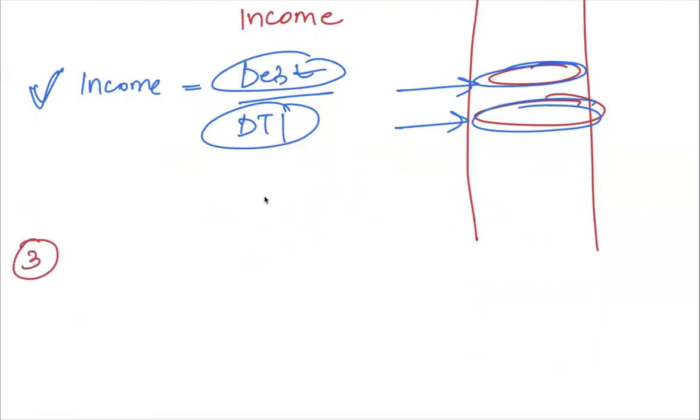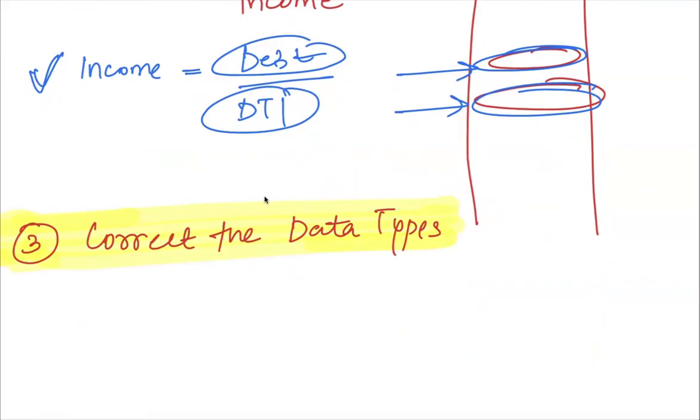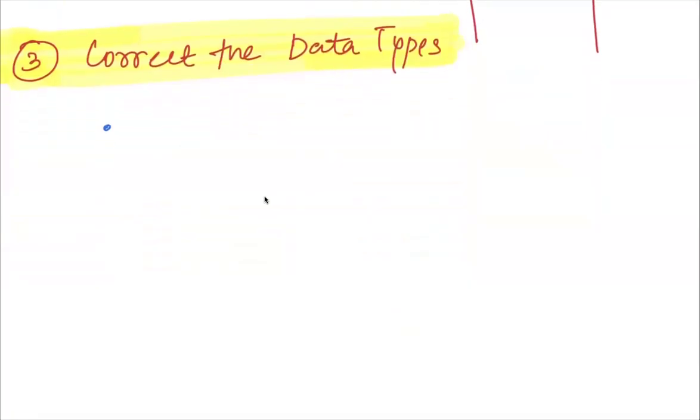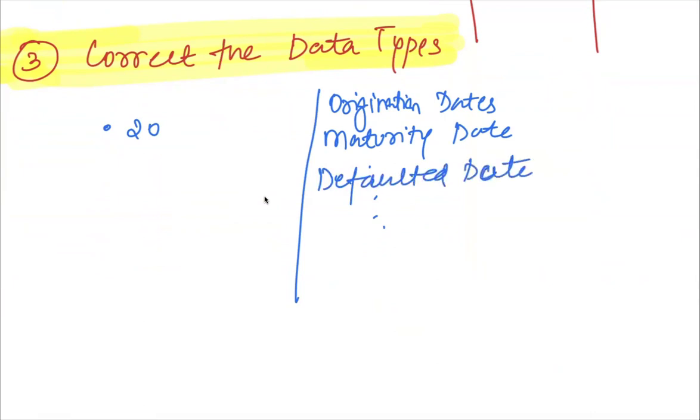The third thing to look into in data cleaning is to correct the data types. What does this mean? A lot of times, some of the dates will be like this. Because we are working with the credit risk data set, we will have origination date, loan maturity date, and multiple dates like this. If someone has defaulted, we will have the defaulted date, when the person defaulted.